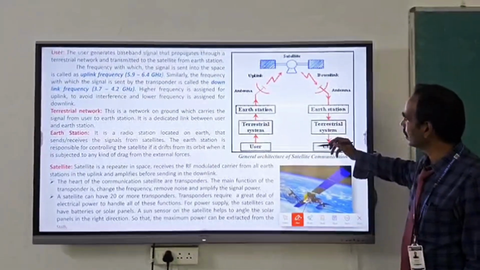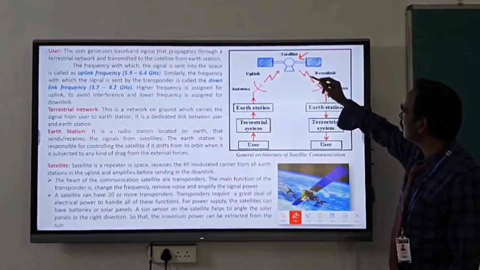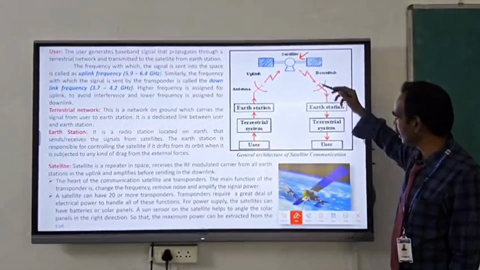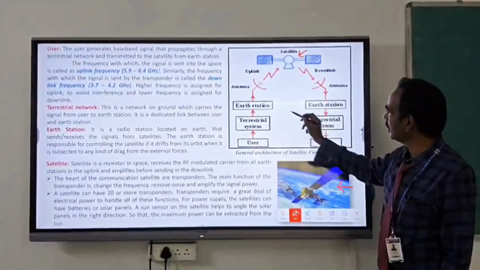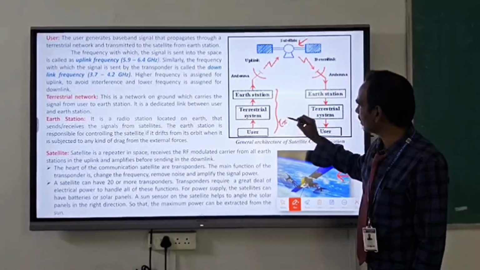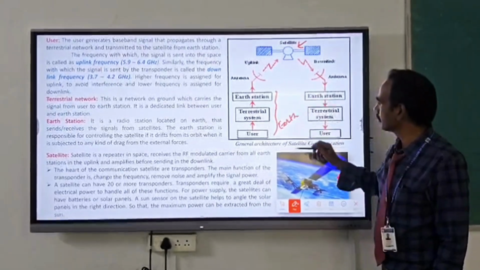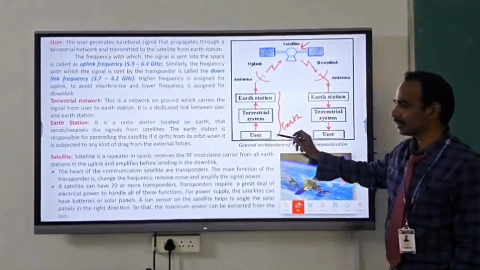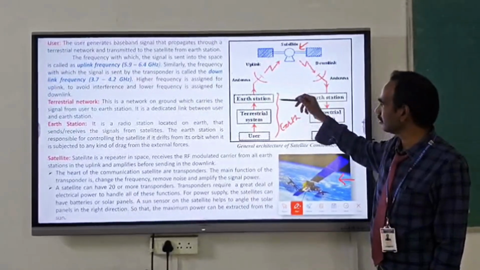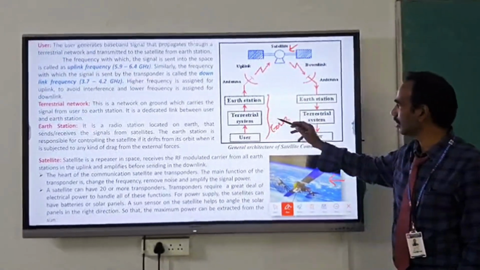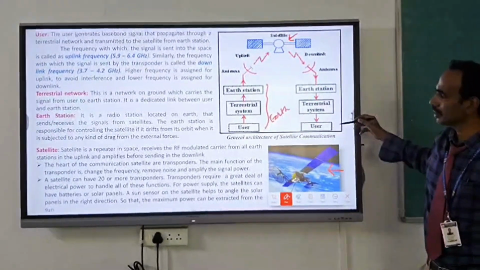A satellite system has two segments. One is the space segment, having the satellite. This is how a satellite looks. And this is the earth segment. The earth segment has three portions: user, terrestrial system and earth station. The user or customer transmits the signal, voice, video, text, and that reaches the earth station via the terrestrial system, meaning land, water, etc. Similarly, this process is also applicable to the downlink.